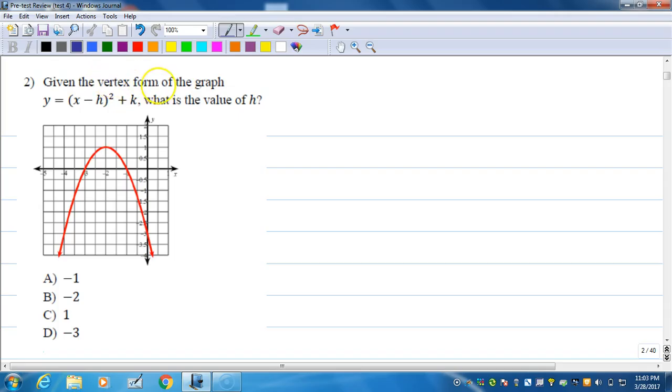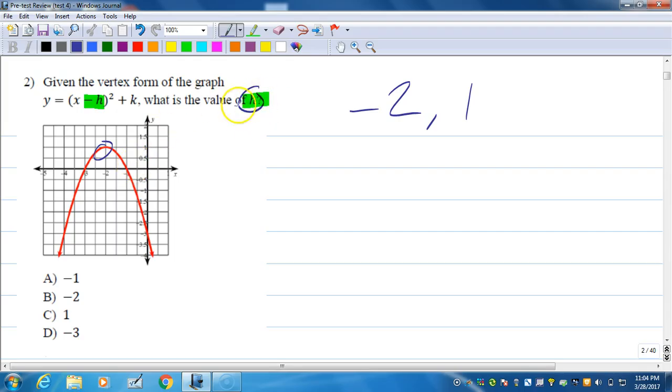Number 2. Given the vertex form of the graph, y equals x minus h squared plus k, what is the value of h? H is right here. Of course, if you don't know what this formula means, then it's pointless to you. This is the vertex, that point right here. In this case, look at this graph is going by halves. Be careful with that. You never know what the scale factor is on a graph. So negative 2 up 1. Negative 2 comma 1. That is the vertex of this quadratic, of this parabola.